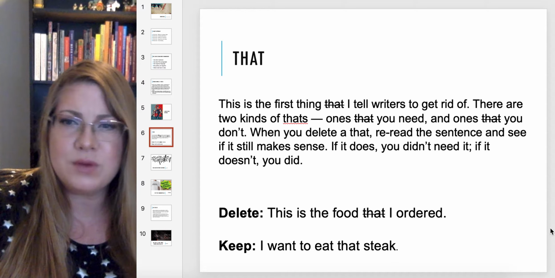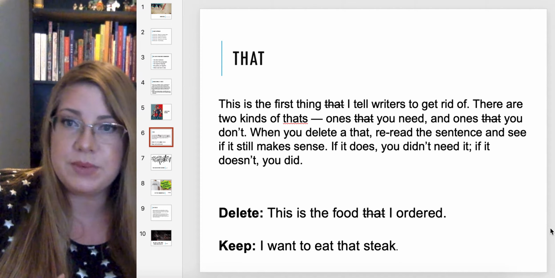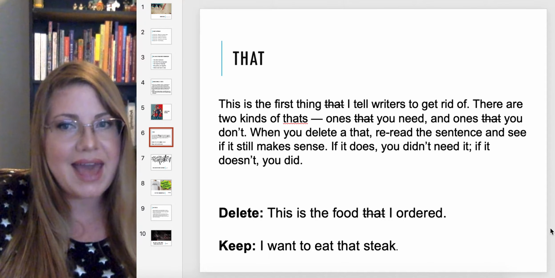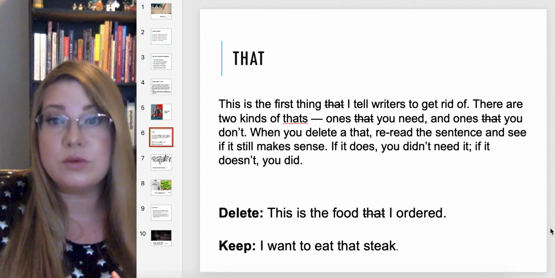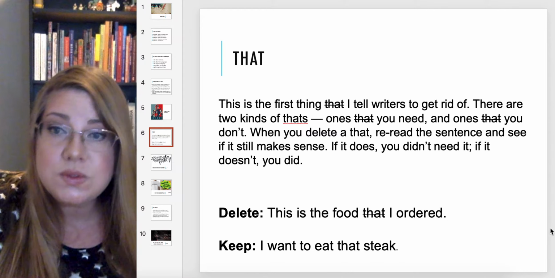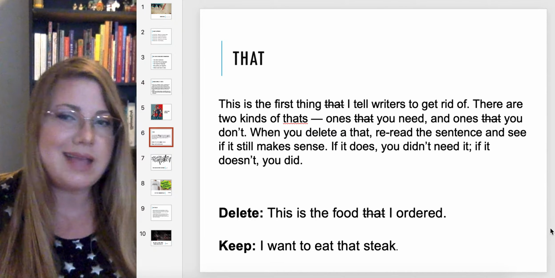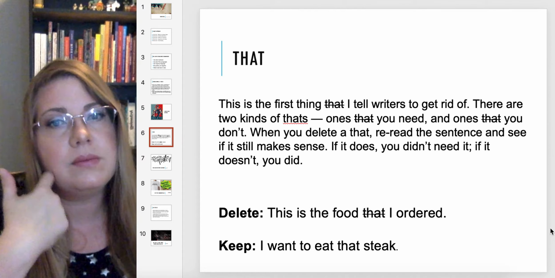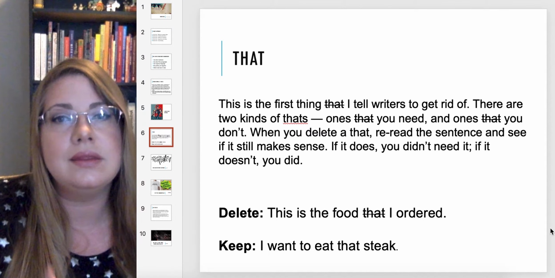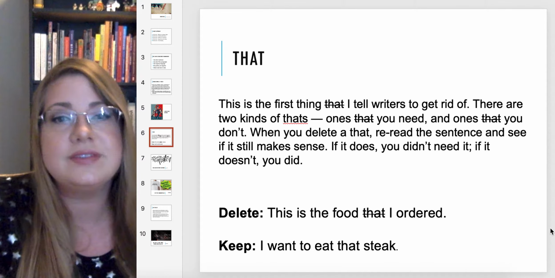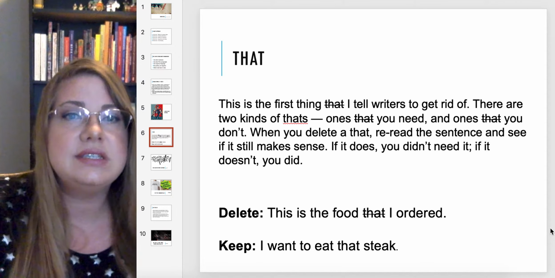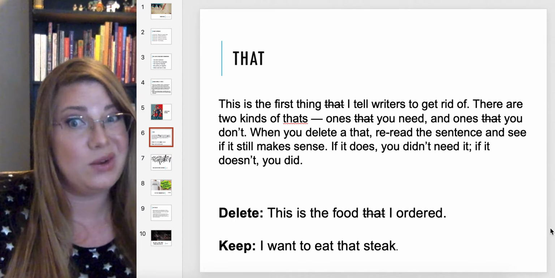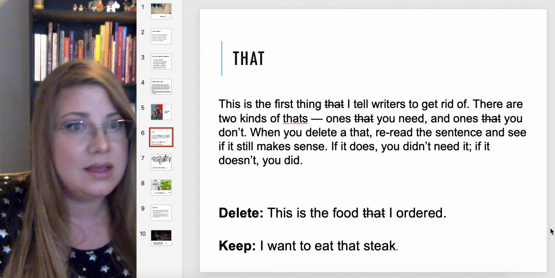We use them to signpost. We use a lot more signpost words when we're speaking because somebody has to be able to keep track of what we're saying without being able to reread. So "that" is one of those words that we use to sort of signpost where our sentence is going. Here we have this paragraph written with some "that"s crossed out. This is the first thing I tell writers to get rid of. That works, which means we don't need the "that," because that works.